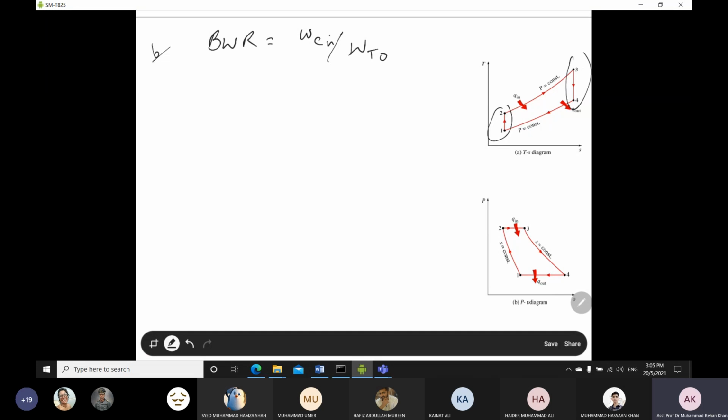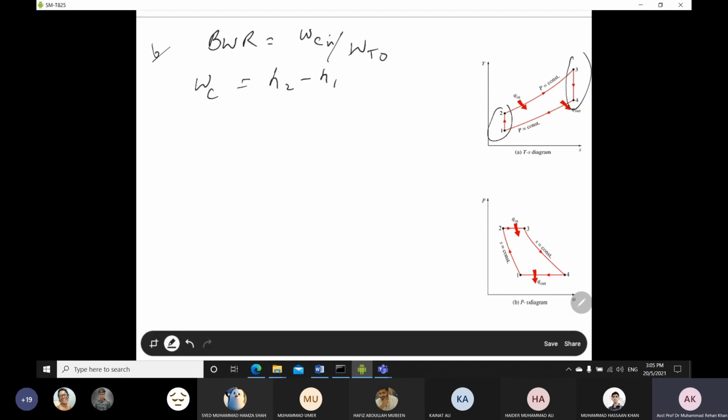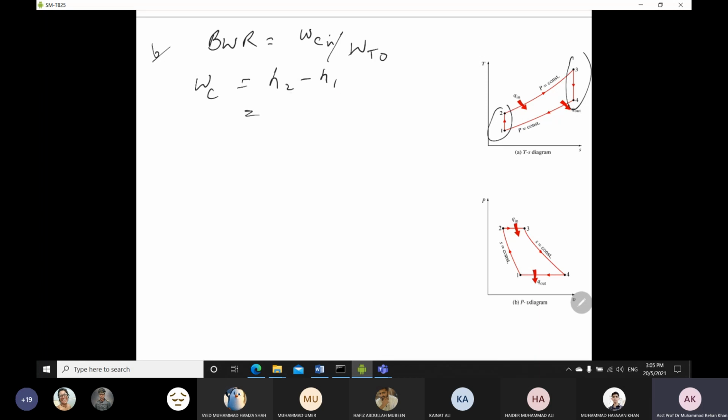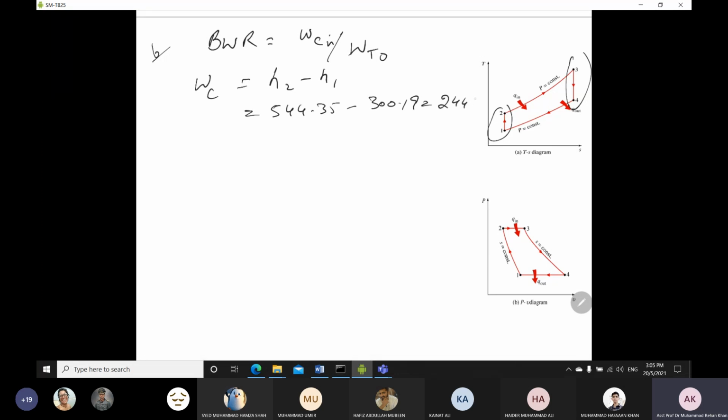So we can simply say that your compressor work is equal to H2 minus H1, because we are using the variable specific heat equation, so that's what we have to use. Then using the values from part A, the H2 value is 544.35 and the H1 value is 300.19. Simply solving, you will get the value of WC, which is 244.16 kilojoules per kg.